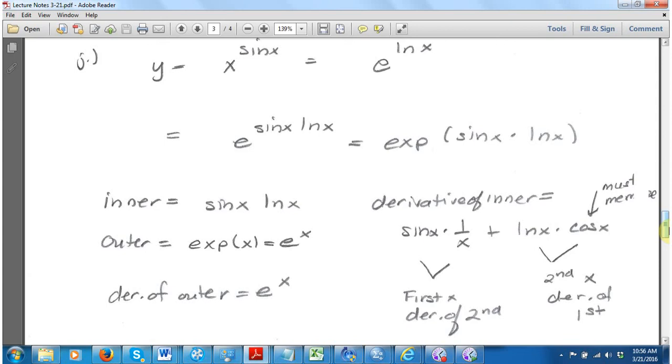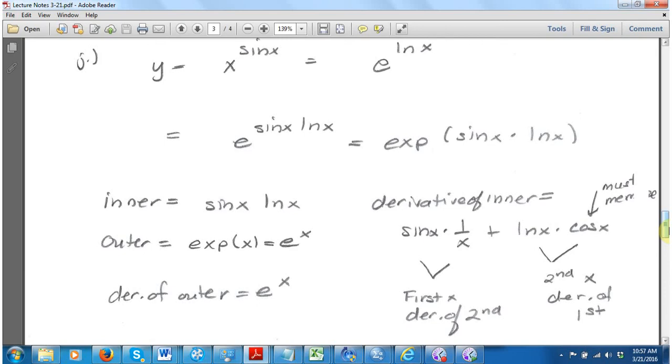So you have inner is sine natural log x, your outer is found by covering up the inner with your thumb. All the methods, the algorithm's all the same. You see that there's nothing different. It's just more complex looking. So derivative of the inner, well, I need product rule for that because the inner is a product.